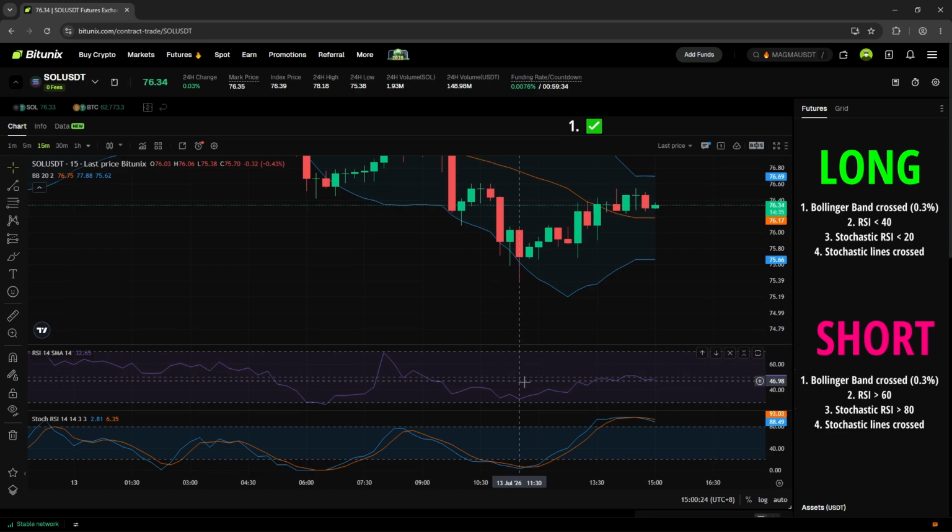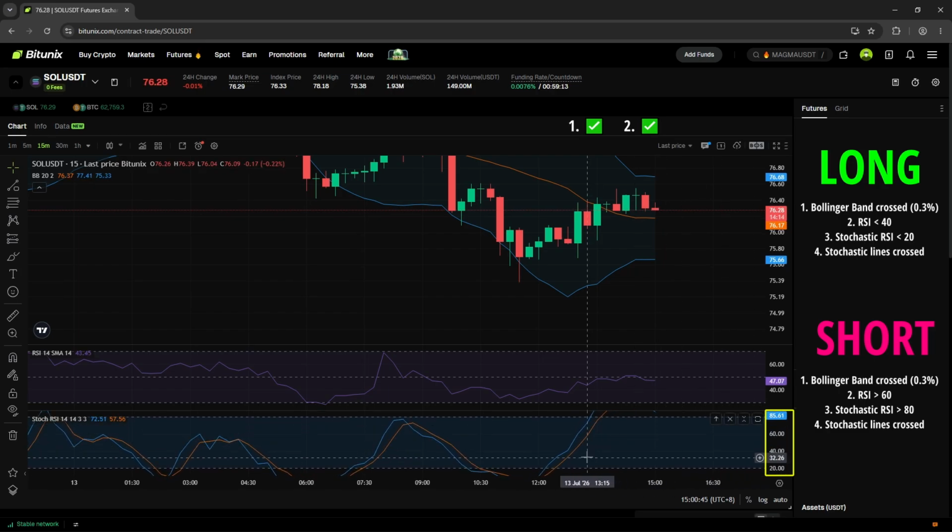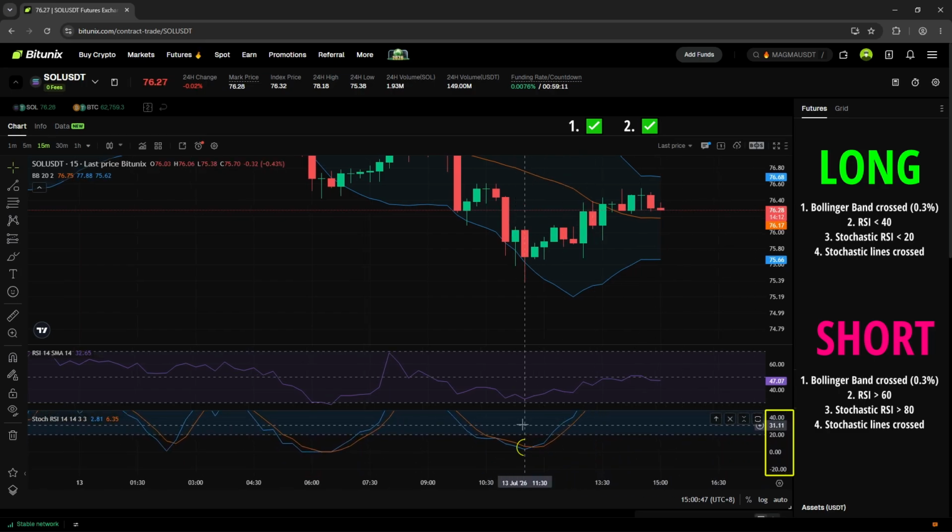As I move my mouse through, you can see the actual value on the right side. So in this specific point, we have an RSI of 32. It's below 40, so the second condition is met. Let's take a look at stochastic RSI. By the way, you can also zoom in and zoom out those indicators just like the main chart. The orange line is somewhere about 6.5 and the blue line is somewhere about 3. This is also below 20, so the third condition is met.